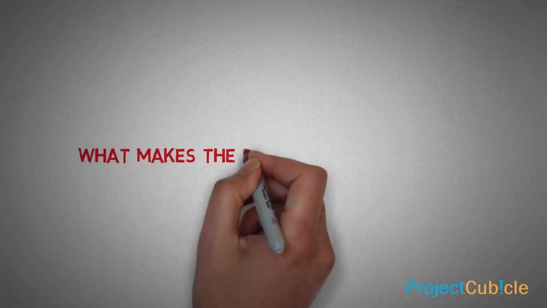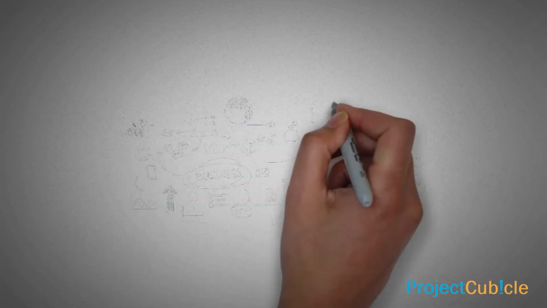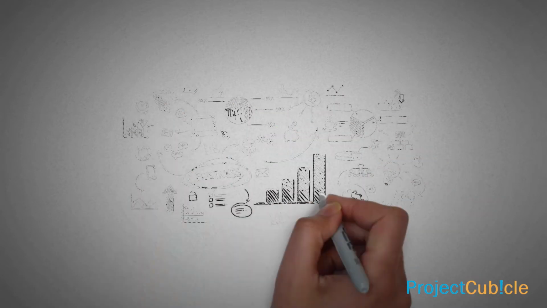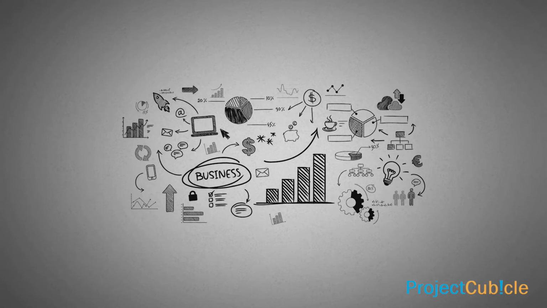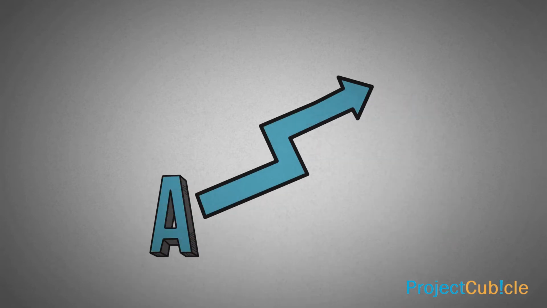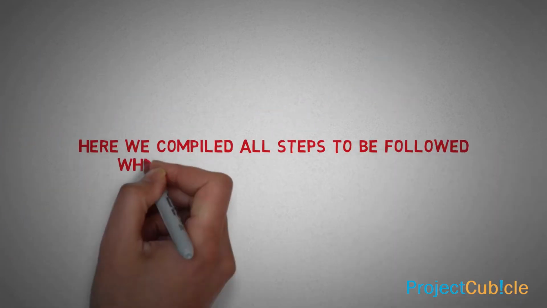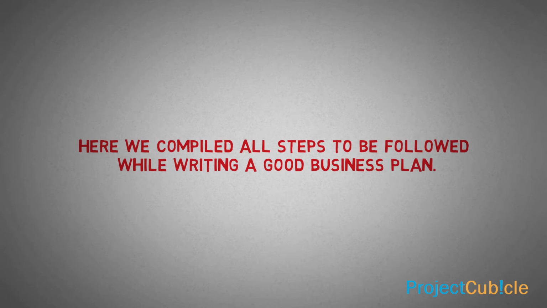So, what makes the business plan critical? It is a strategic document that describes the current status of your business, your resources, targets, abilities, and plans where you will be in the future and how you plan to get there. To put it all in simple terms, a business plan demonstrates how you will proceed from point A to point B in 5 to 10 years. Here we compiled all steps to be followed while writing a good business plan.